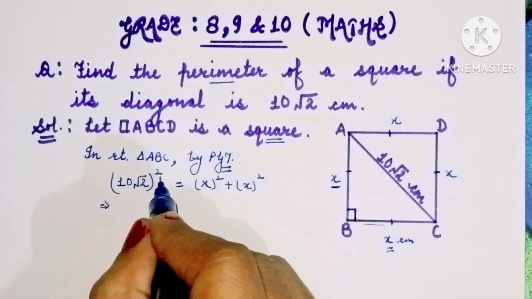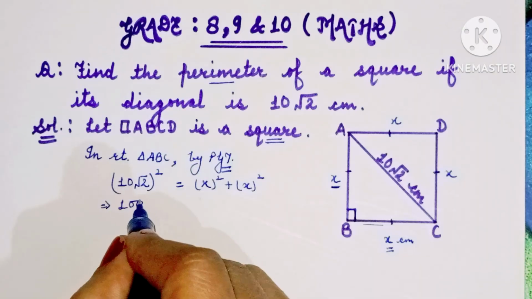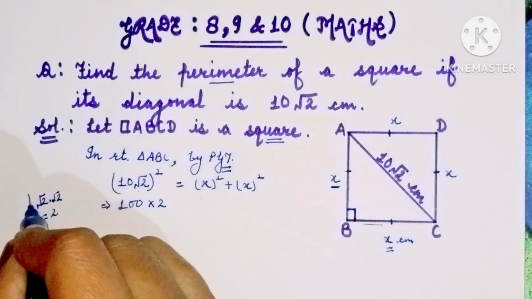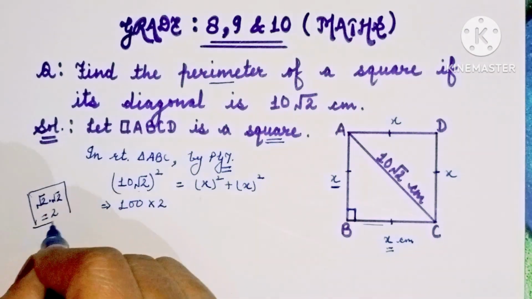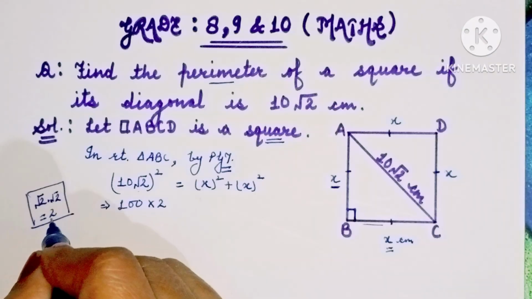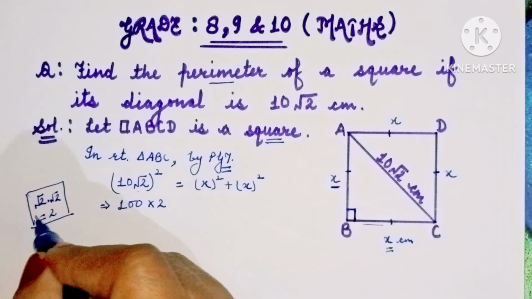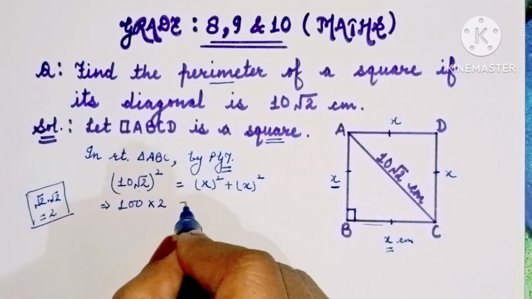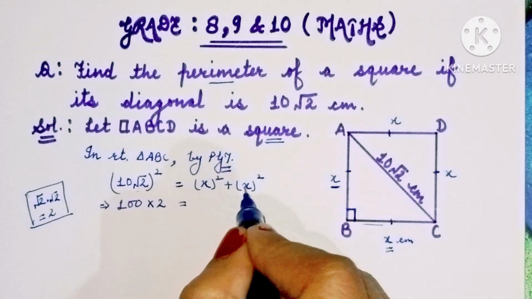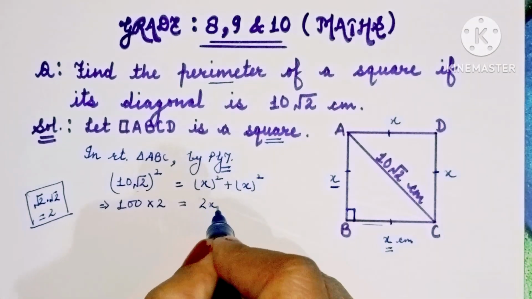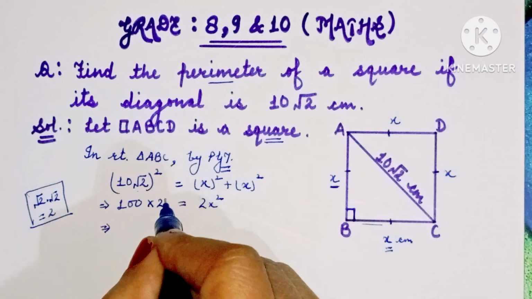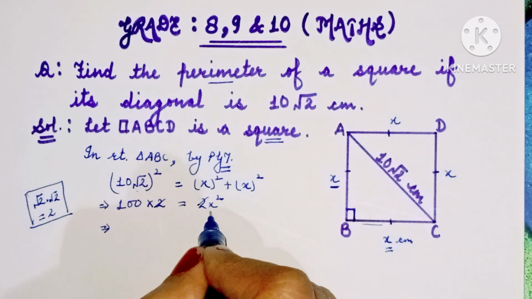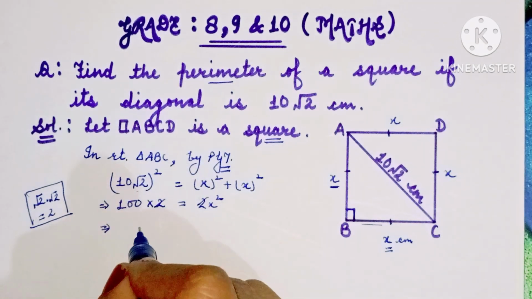Now solve this. 10 square is 100 and root 2 square is 2. किसी भी रूट टर्म को जब आप उसी रूट टर्म से मल्टीप्लाई करते हैं तो आंसर आती है वही टर्म बट without under root. So root 2 multiply root 2 is 2. Now this is equals to x square plus x square. This is equals to 2x square. Now this 2 is cancelled by 2. So remaining we have x square equals 100.